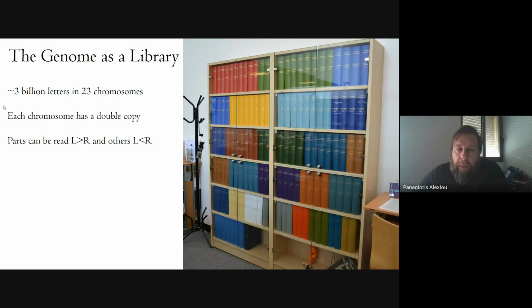And the genome consists of messages that total about 3 billion letters. Each person, each one of us, has 2 copies of this library. So each book, let's say each chromosome, exists in our cells, and each and every one of our cells has 2 copies, one that comes from our father and one that comes from our mother.